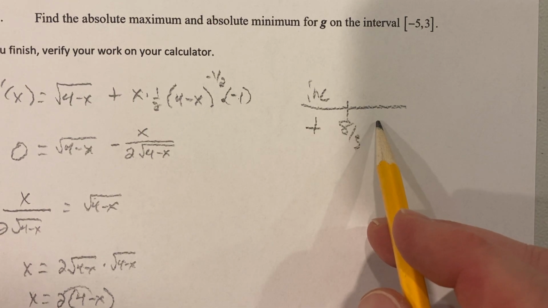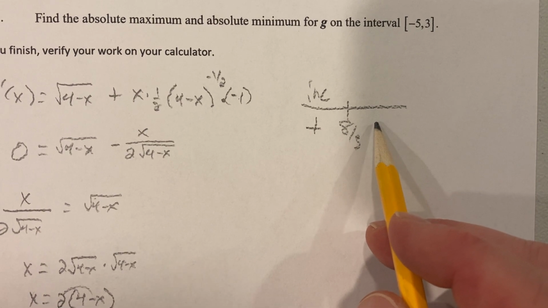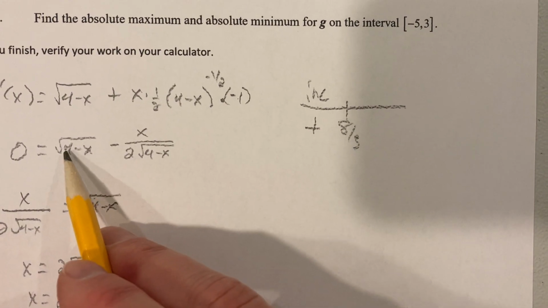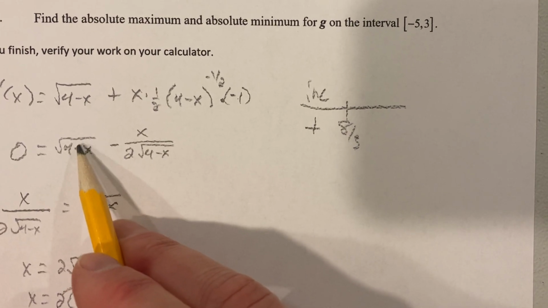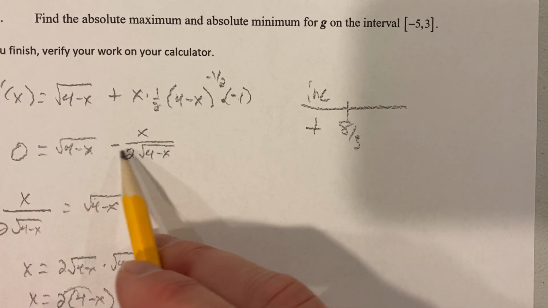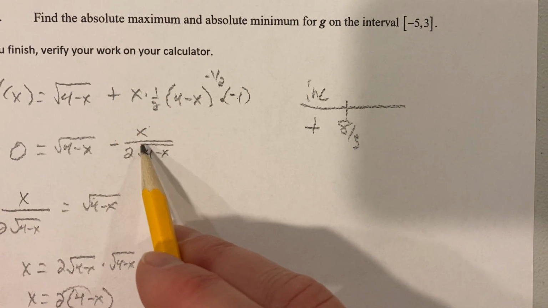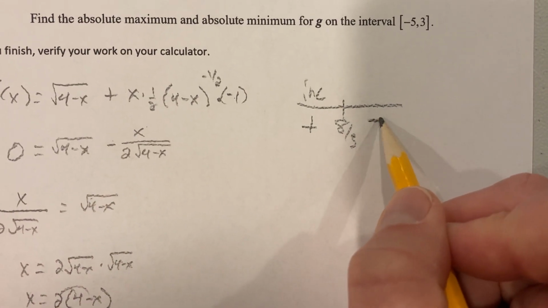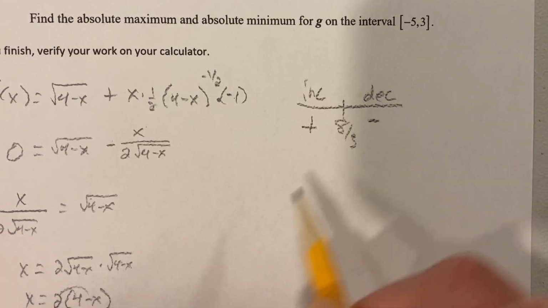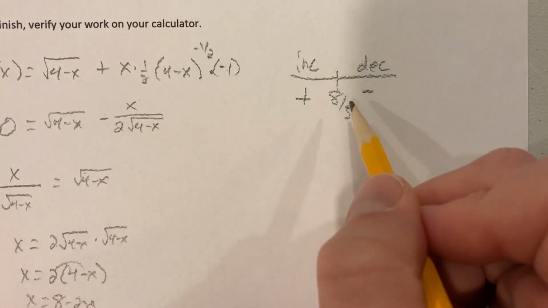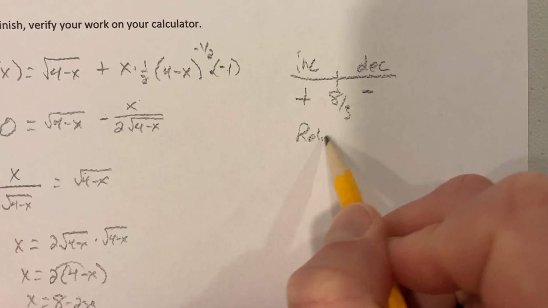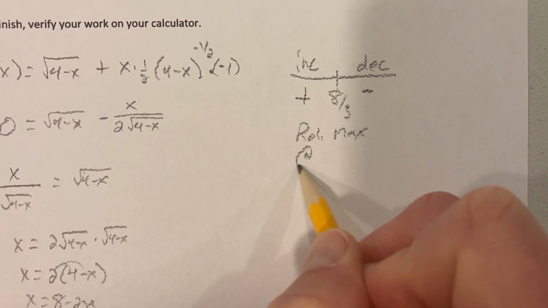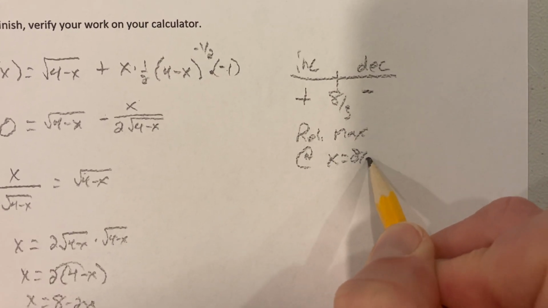Then if I put something bigger than 8/3, say I put 3 in, all right? 4 minus 3 is 1, square root of 1 is 1. So I get 1 minus 3 over 2. So 1 minus 3/2 is a negative half. I get a negative there. That means our function is decreasing on that spot. So that means we have a relative maximum at x equal 8/3.